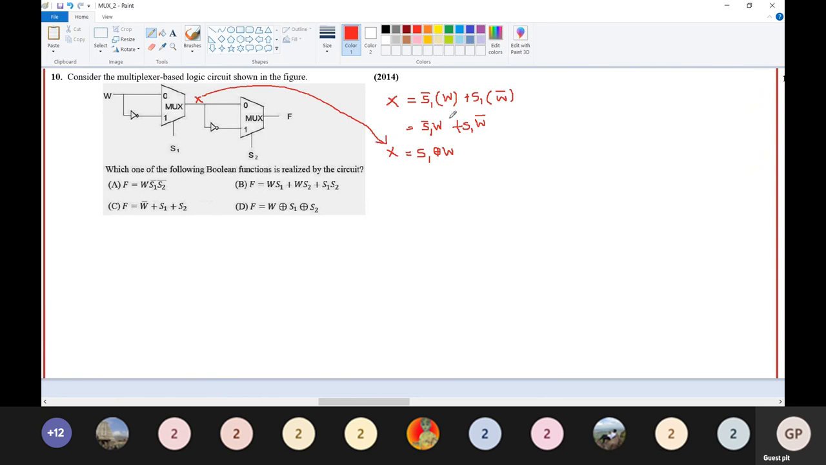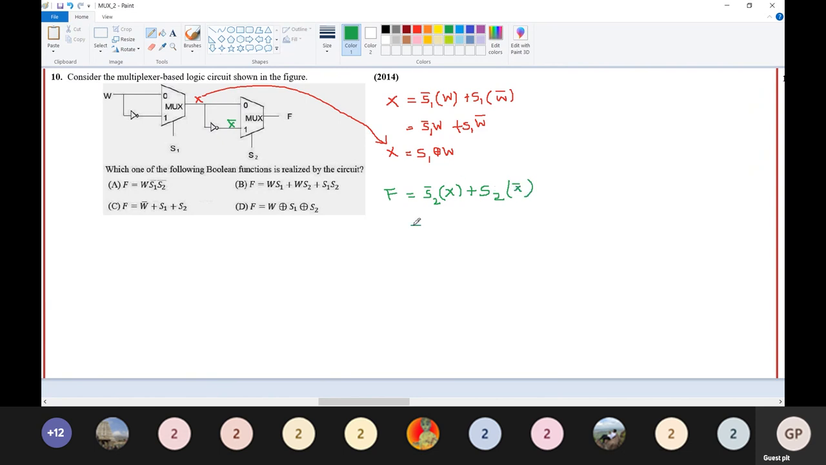Now we'll move to the second multiplexer. The second multiplexer's output is F. Therefore F is equal to, the selection line is S2 here. So S2 dash into, the first I0 will be selected. I0 here is X, plus S2 into I1, which here is X dash.